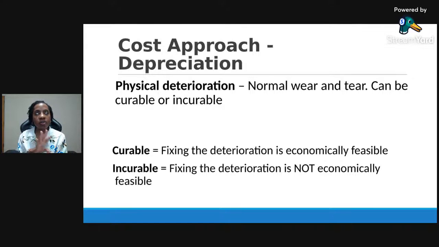Now, there are four types of depreciation I'm going to talk about here. The three of them are deterioration, and then the last one is like a straight line depreciation.